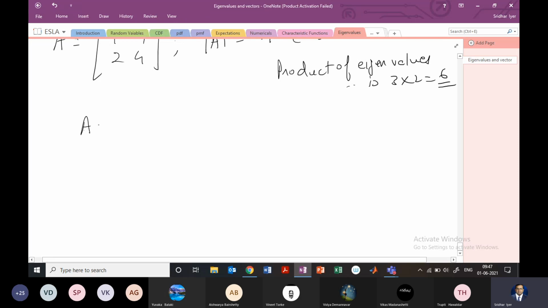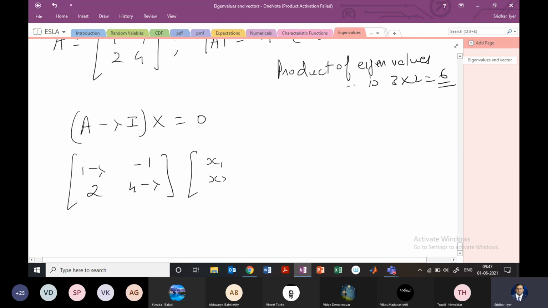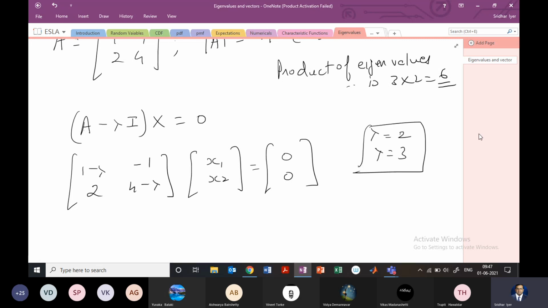So (A minus lambda I) into x equal to 0 will look like this: 1 minus lambda, negative 1, 2, 4 minus lambda, into x1 and x2. Since it is a 2 cross 2 matrix, you'll have only two values, x1 and x2. The two lambdas we have got are 2 and 3, right? For these eigenvalues you find the corresponding eigenvectors and then we'll check it.